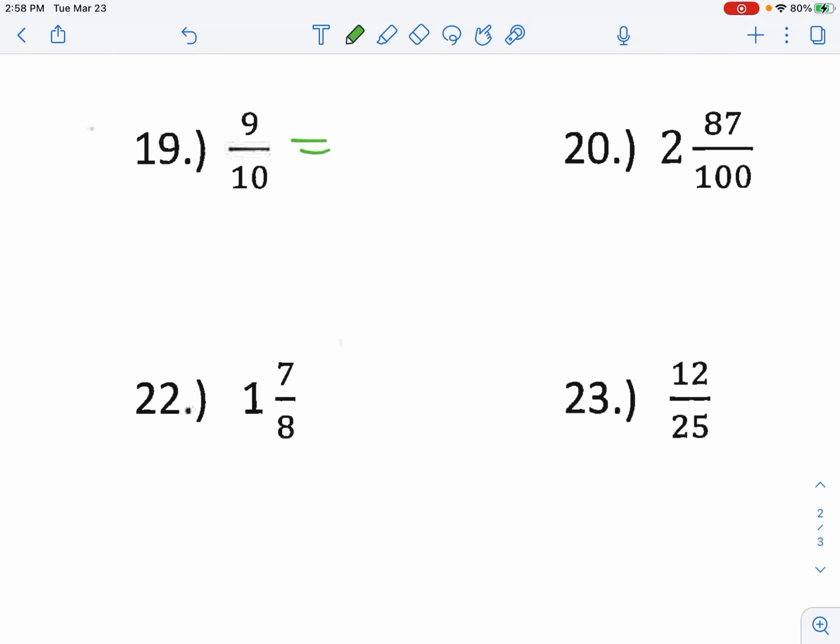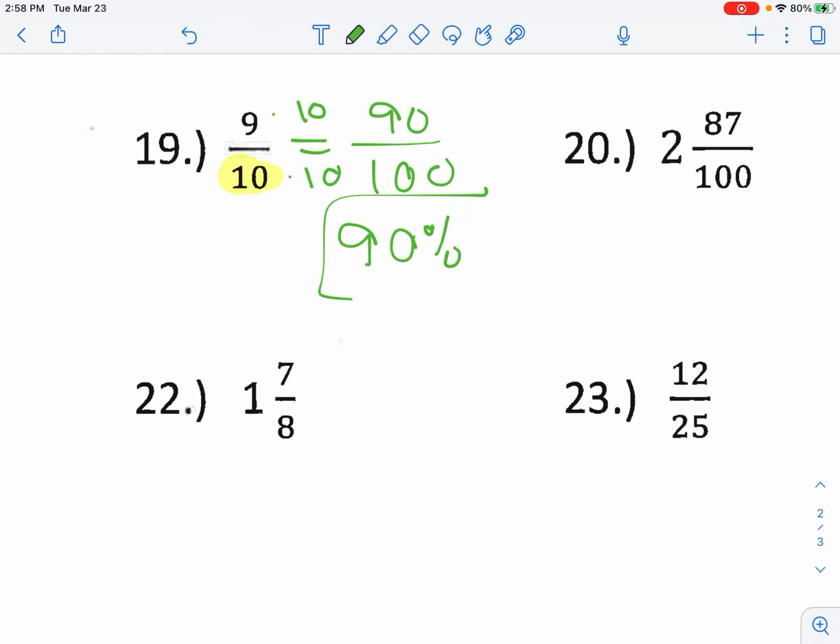Percent is out of 100. To convert a fraction to a percent, check your denominator first. If your denominator is a factor of 100, you can quickly do 10 times 10 and 9 times 10 to get 90. 90 hundredths equals 90%.